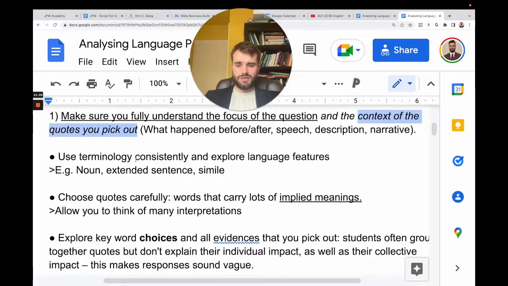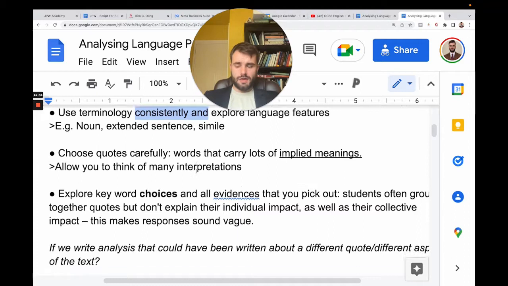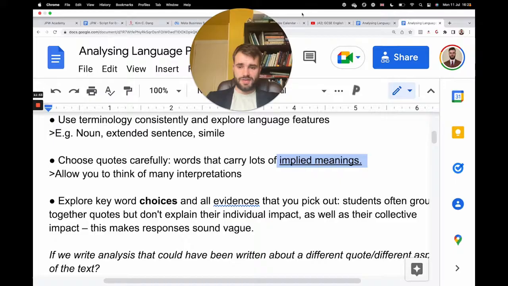Using terminology consistently. Now remember, you don't have to find complex language features. Simple ones like nouns and similes, verbs, extended sentences, certain types of sentence, they count as well. Remember, you don't get any marks for just knowing that something is a metaphor or whatever. You get marks for explaining why the writer used it. Choose your words carefully, so choose quotes that have lots of implied meanings. That means meanings that it makes you think of but doesn't actually say directly. So there are many interpretations and it makes it easier to analyse and think of ideas.